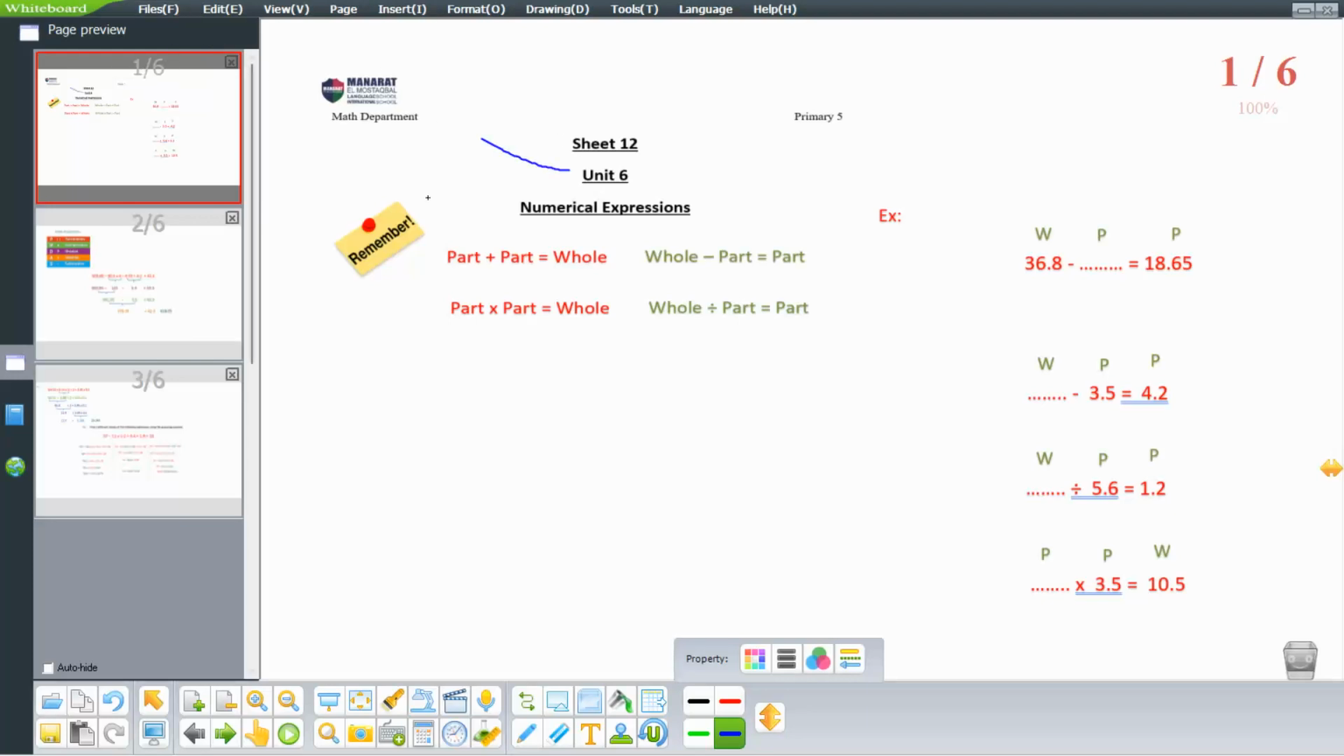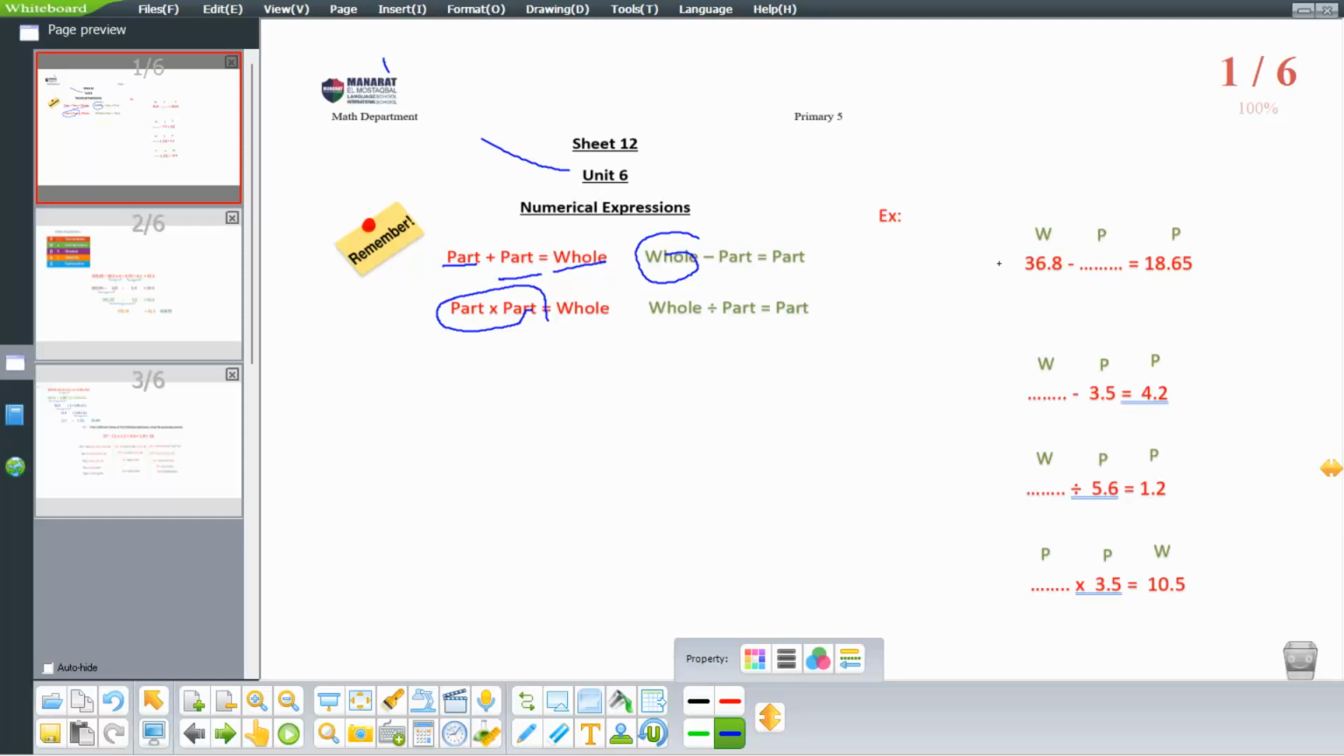Unit 6 is talking about the numerical pattern expression. Do you remember if we have missing numbers, we have part plus part equal whole. We know that the sum of parts get the whole, and the whole minus part equal part. And the multiplication of parts equal whole, and the whole divided by part equal part.